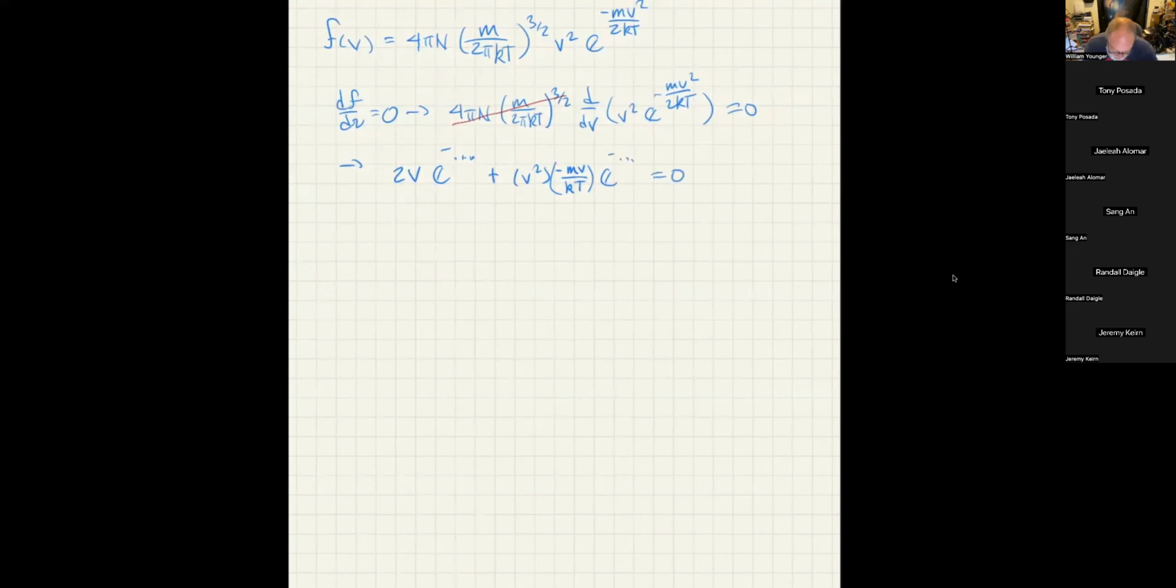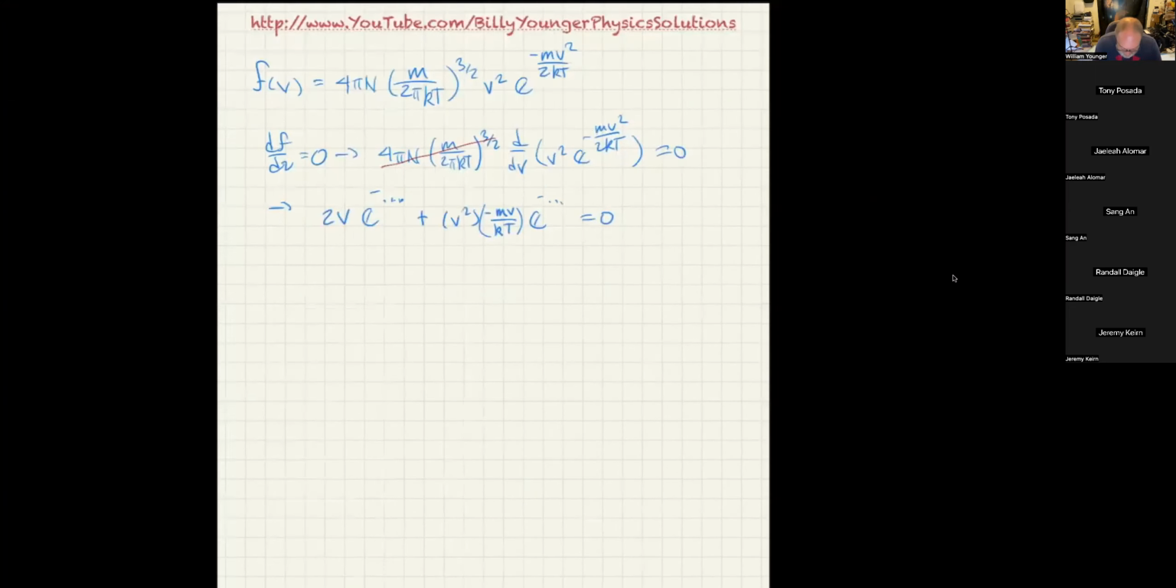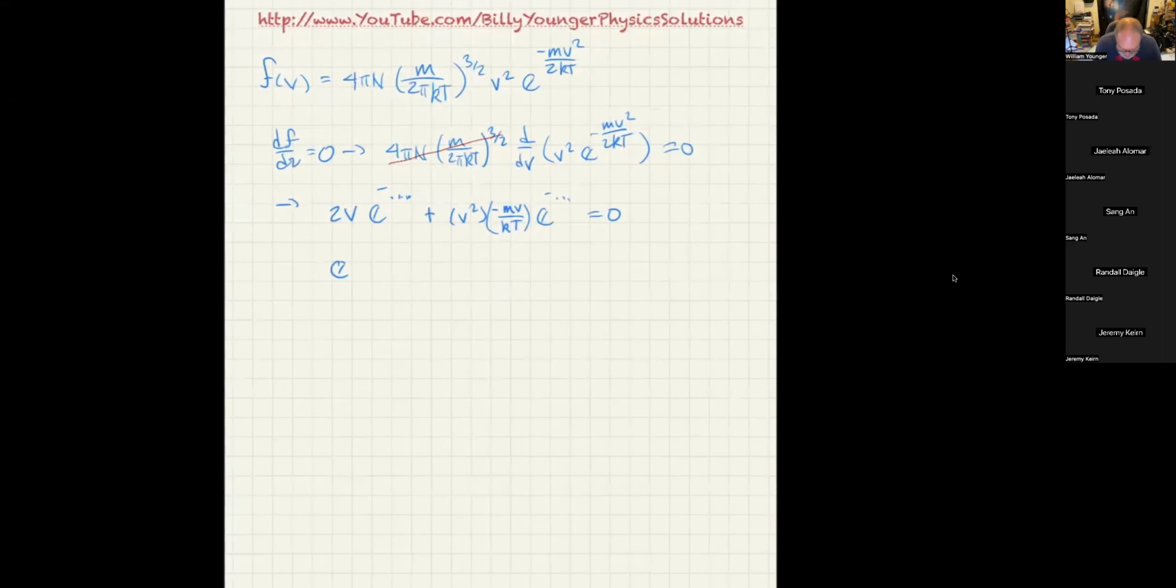The main thing is I didn't need to do much work with the exponential, specifically because there's no way you can make that exponential 0. So I'm going to go ahead and factor that out. I'm going to say e to the negative dot, dot, dot, all that stuff I had, times 2v minus mv cubed over kT. All that's equal to 0.